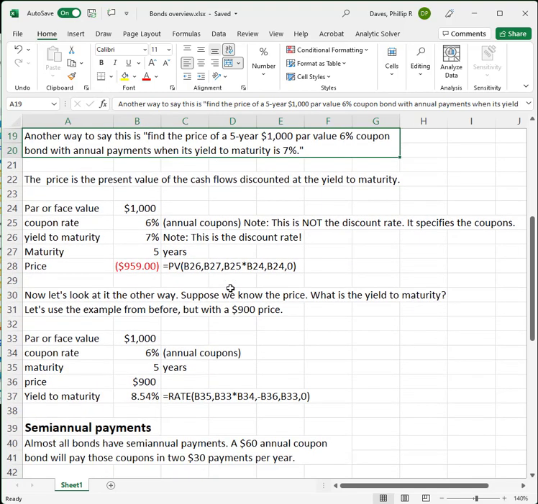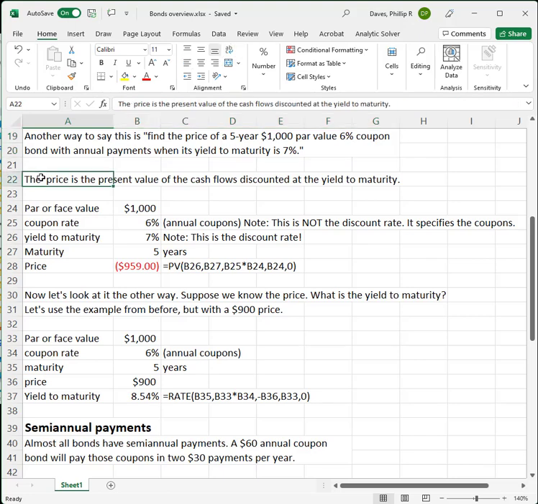Well, a bond, just like any other investment, the value of that bond, the price of it, is the present value of its cash flows discounted at whatever the appropriate rate of return is. And in this case, the appropriate rate of return is the yield to maturity. So I'm going to put all this in an input section. We have a par value of $1,000. We have a coupon rate of 6%. And notice that I'm going to say explicitly that these are annual coupons.